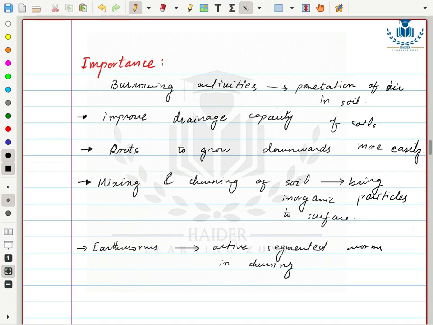Earthworms are the most active segmented worms in the churning process. That is why earthworms are also called natural plow. Natural plow means kudrati hal. Farmers bring the soil present in the under regions to the upper regions with the help of different animals including cows and buffaloes. So the same work is done by the earthworm. That is why it is called natural plow.